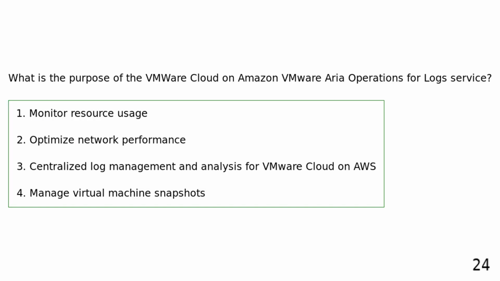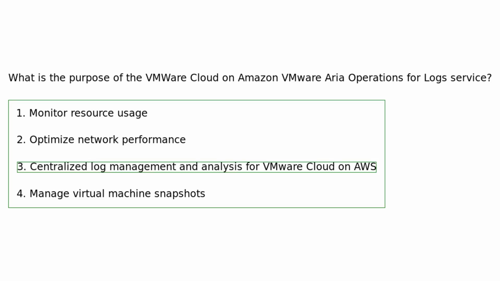What is the purpose of the VMware Cloud on Amazon VMware Aria Operations for Logs service? Monitor resource usage. Optimize network performance. Centralized log management and analysis for VMware Cloud on AWS. Manage virtual machine snapshots. The VMware Aria Operations for Logs service provides centralized log management and analysis capabilities for VMware Cloud on AWS environments, enabling comprehensive log collection, indexing, and analysis for troubleshooting and compliance purposes.